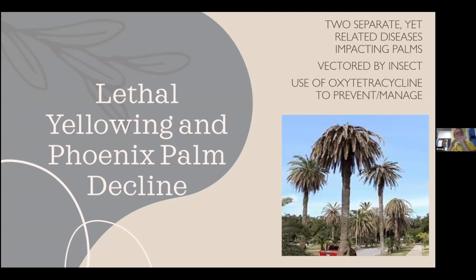Here's a good one. If anyone's driven around town lately, they've probably seen dead palms that look a lot like this. We have 2 different related diseases called lethal yellowing and Phoenix palm decline. Really, really sad. It's vectored by an insect that they still haven't really identified, and it's impacting the palms. So that insect lands in the palms, it feeds on it, it vectors the phytoplasma into the tree, and then it declines over time and it dies slowly.